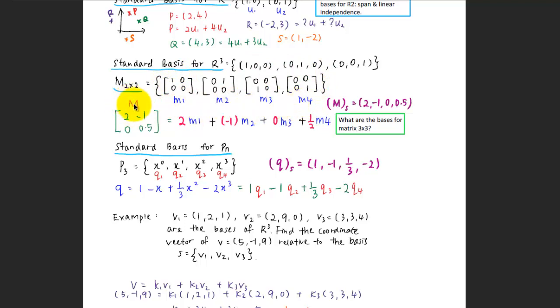For example, this is the matrix M: [2, -1; 0, 0.5]. It is a combination of 2 multiplied with the first basis matrix, plus -1 multiplied with the second basis matrix, and the third one, the fourth one. It is this combination of the 4 matrices that gives you the matrix M here. And we write the coordinate of the matrix M as M in brackets with subscript S, meaning the coordinate of the matrix is in this list form: 2, -1, 0, and a half.